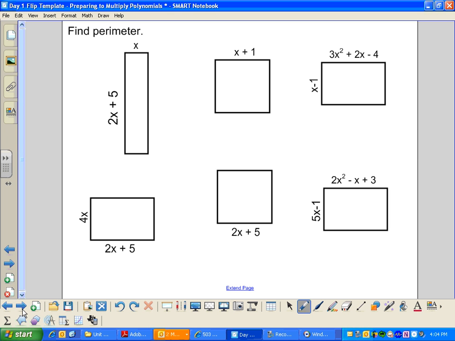Let's find the perimeter. Now the perimeter of a rectangle, remember, is 2 times the length plus 2 times the width. So let's see what we got here. We have 2 times x plus 2 times 2x plus 5. So that gives me 2x plus 4x plus 10. So I will end up with 6x plus 10. That's my perimeter.